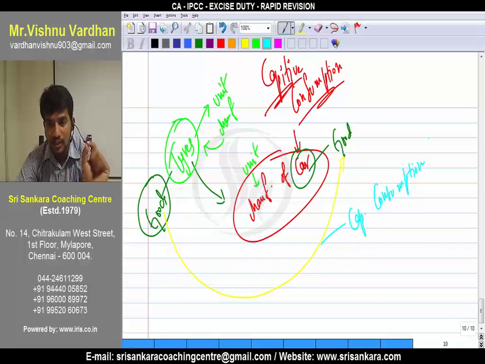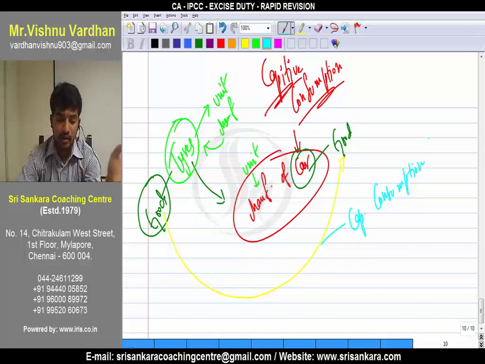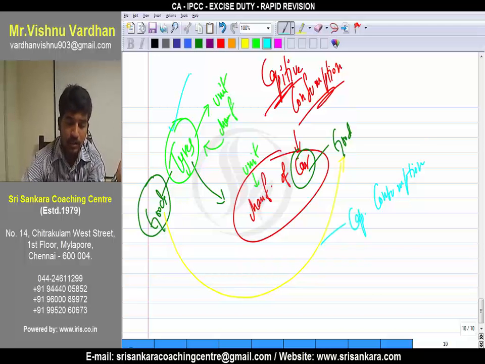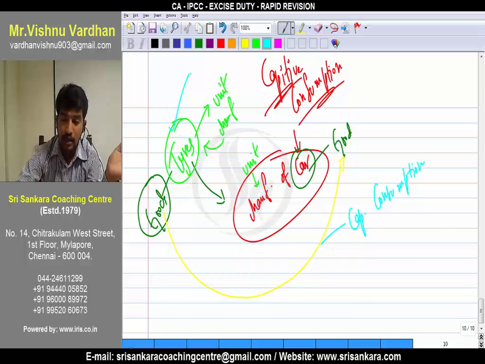Captive consumption. So simple. If you are manufacturing a product and this product is in turn used in manufacture of another final product, we are manufacturing a product, tires, clear, and this is in turn used by whom?